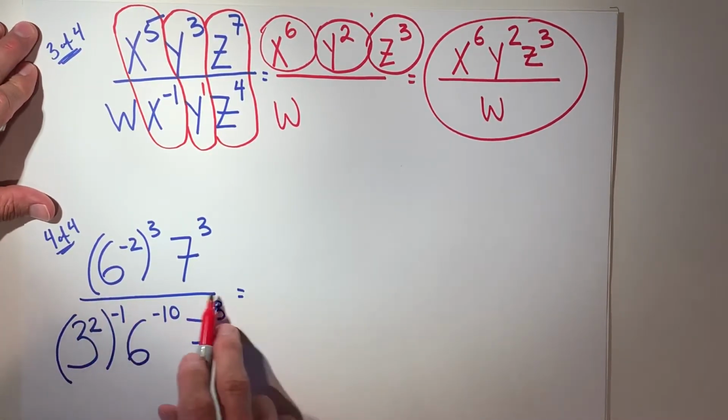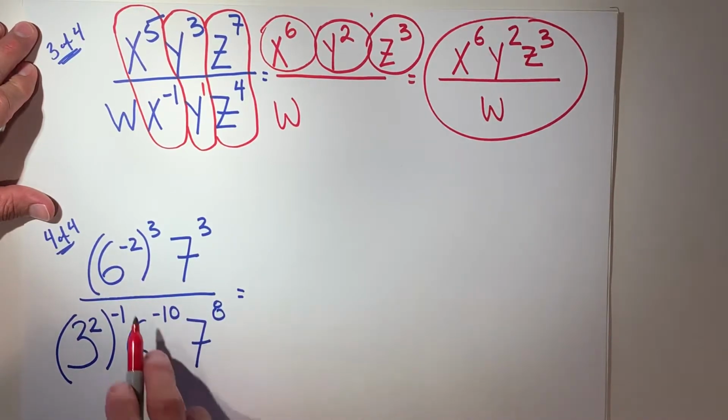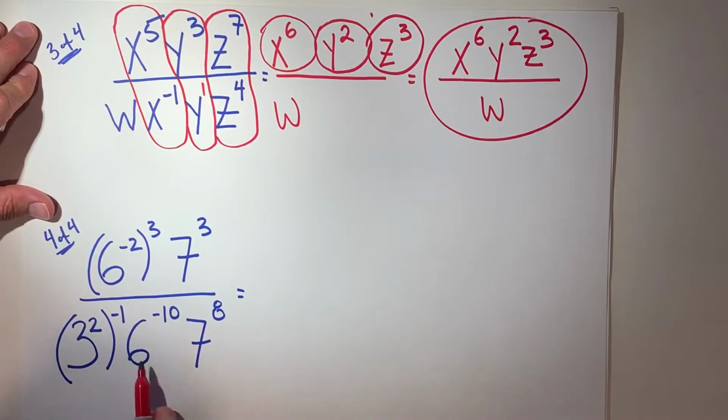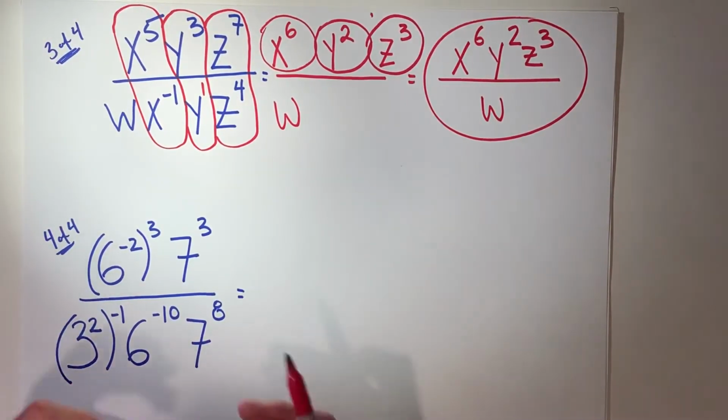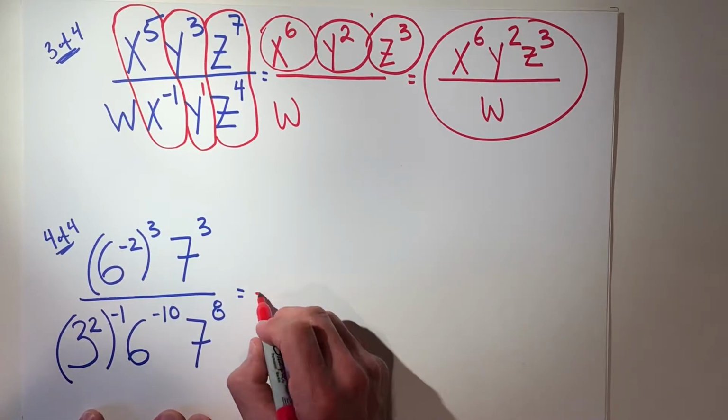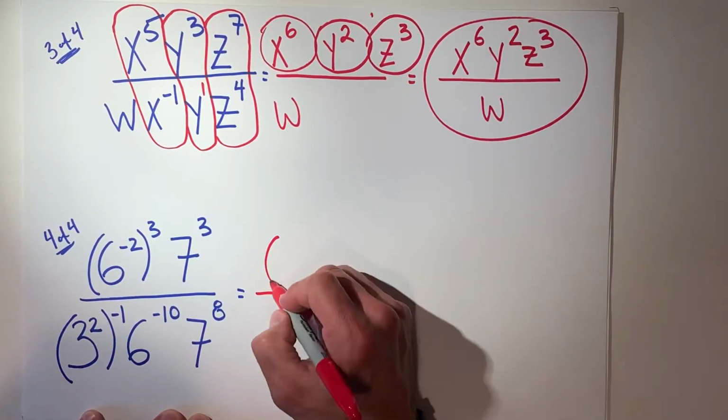I do have a fraction bar, so I have a top and bottom separated. I have bases of 6 and 7 on the top. On the bottom, I have bases of 3, 6, and 7, so I don't have any immediate combining I can do, but I do see some power to power action. So let's go ahead and get into that.